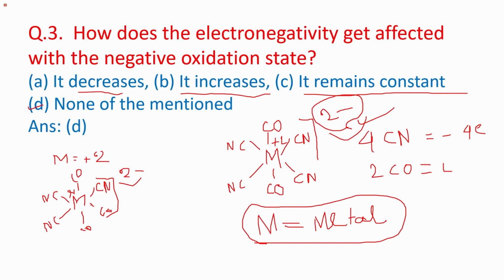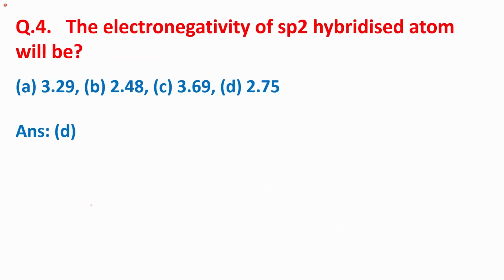Okay. Now we'll discuss this example: what will be the electronegativity of the sp2 hybrid atom? Which one: 2.75, 3.29, 2.48, or 3.69? Maybe we have to recall this, because we cannot just figure this kind of thing out. So we have to remember the electronegativity of the main atoms. That is the main thing I can tell you.